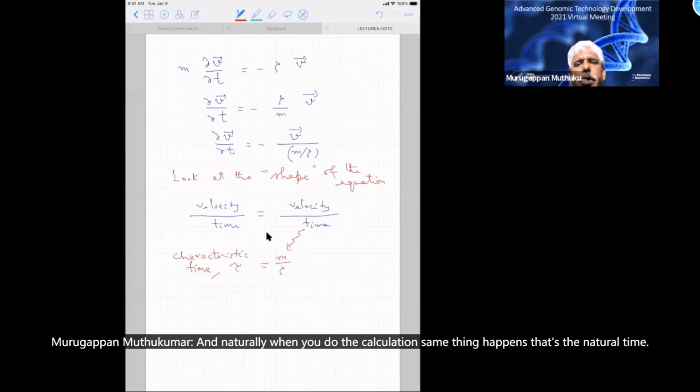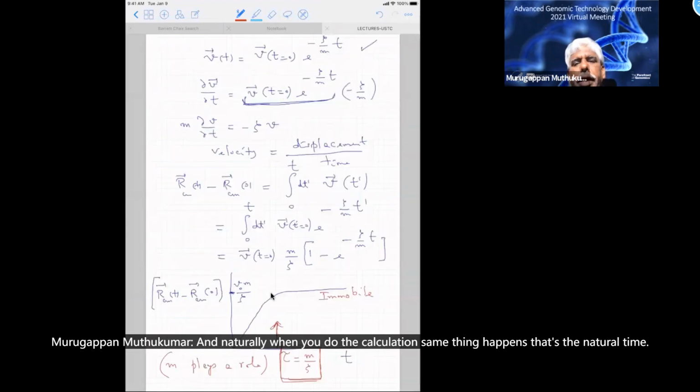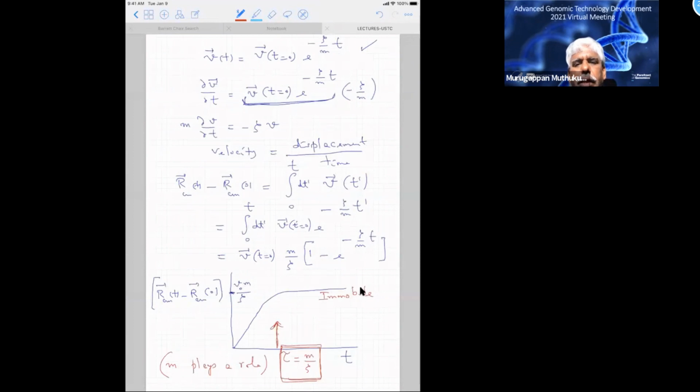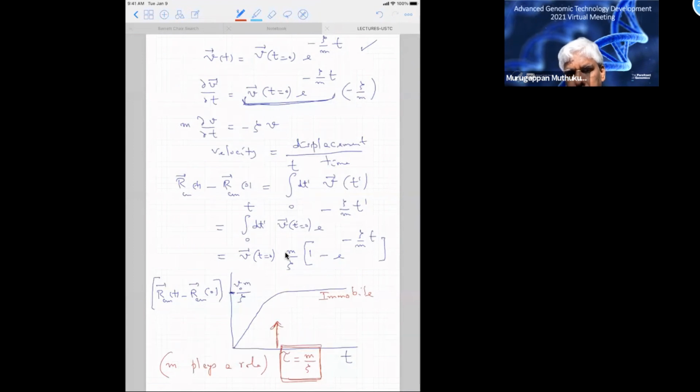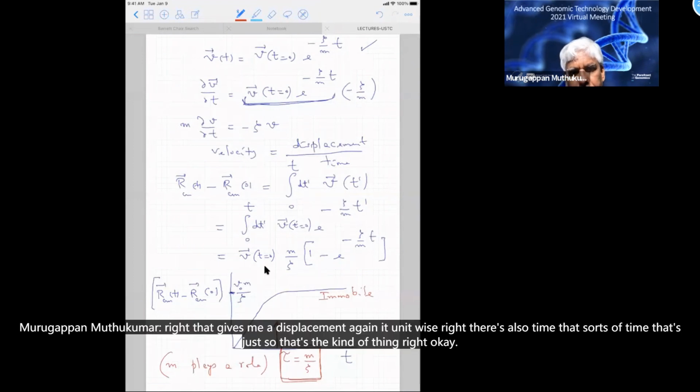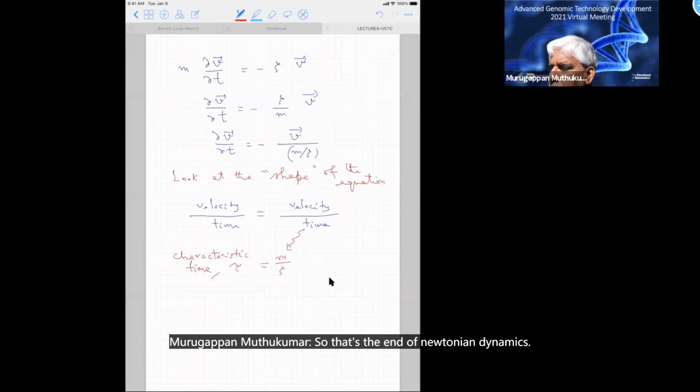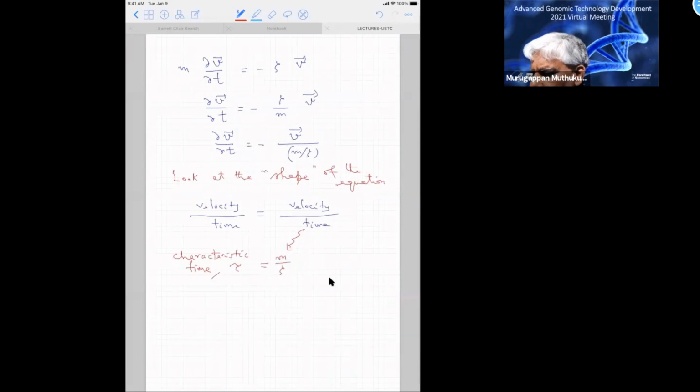And naturally, when you do the calculation, same thing happens. That's the natural time. And you can see this, that's a natural time. Here's velocity times the time, that gives me displacement. Again, unit wise, this is also time, that's also time. That's the characteristic time, right? Okay. So that's the end of Newtonian dynamics.